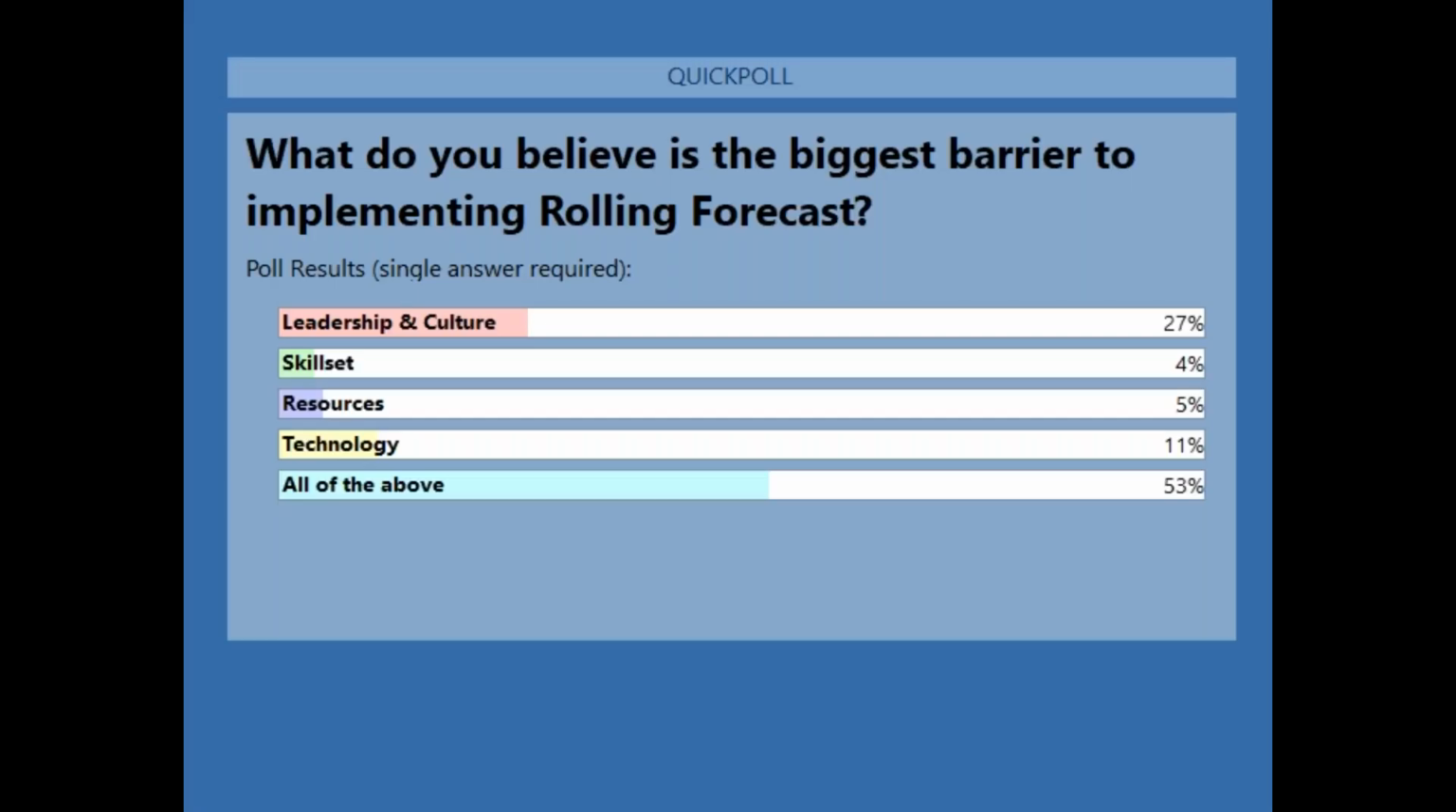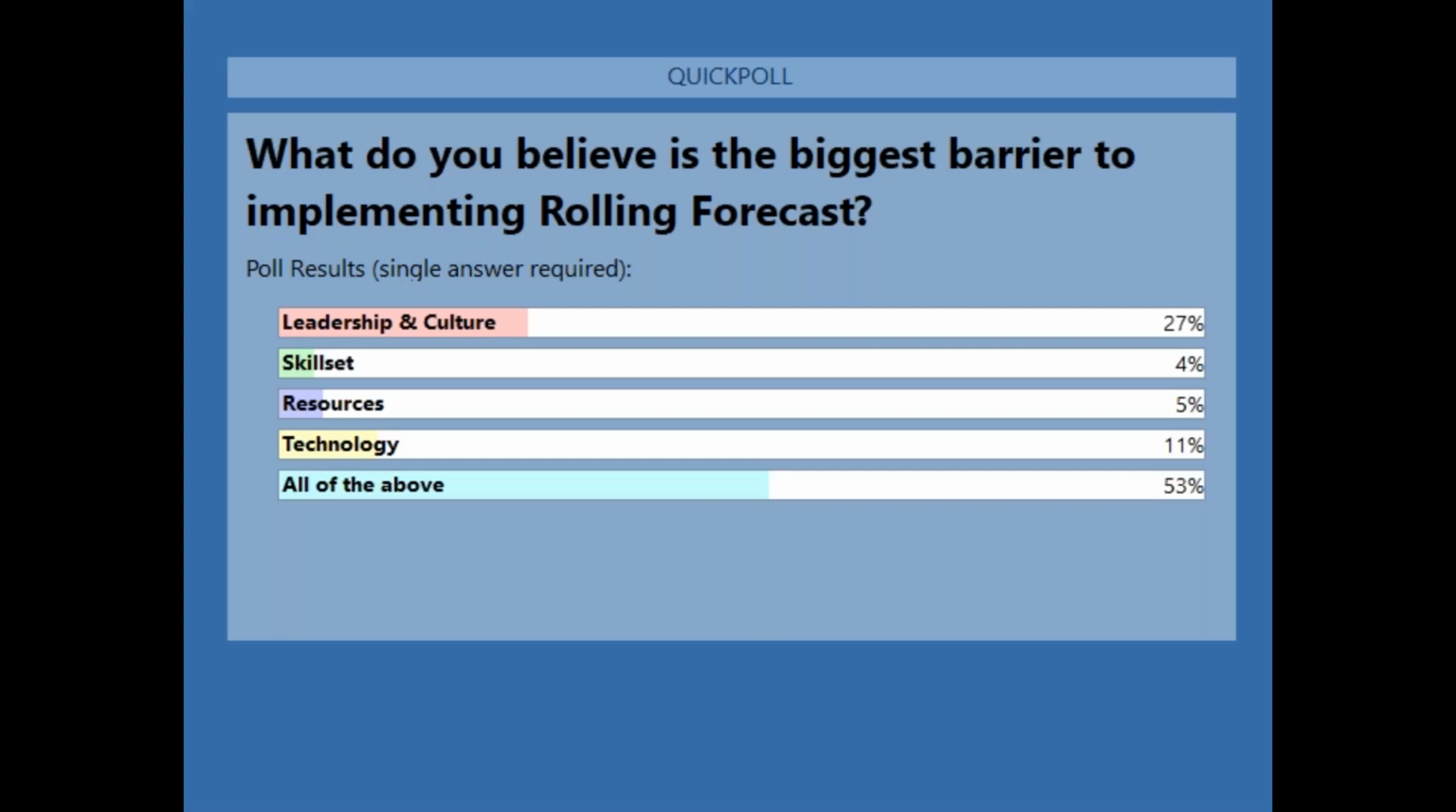So I'll read it out quickly. 27% said leadership and culture, 4% skill set, 5% resources, 11% technology, and of course, 53% said all of the above. So if I can ask my fellow panelists, Naveen and Andreas, to join us and give us some comments on what we're seeing here. Naveen, if I may start with yourself.